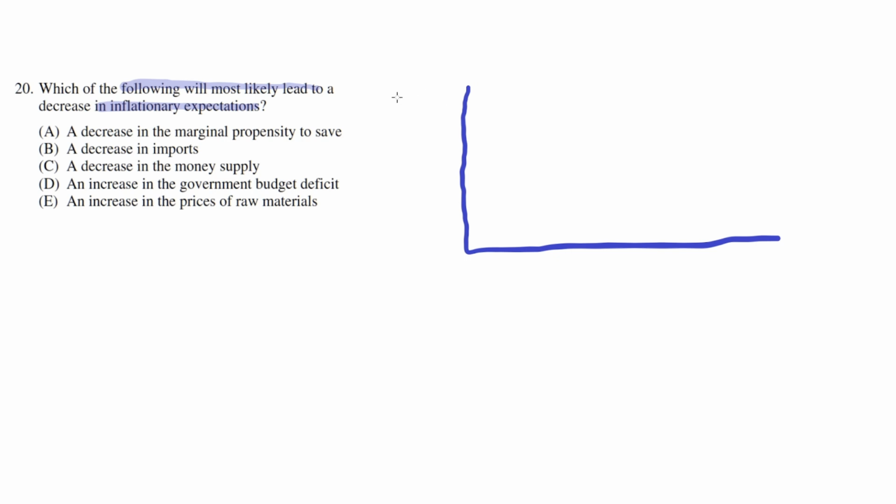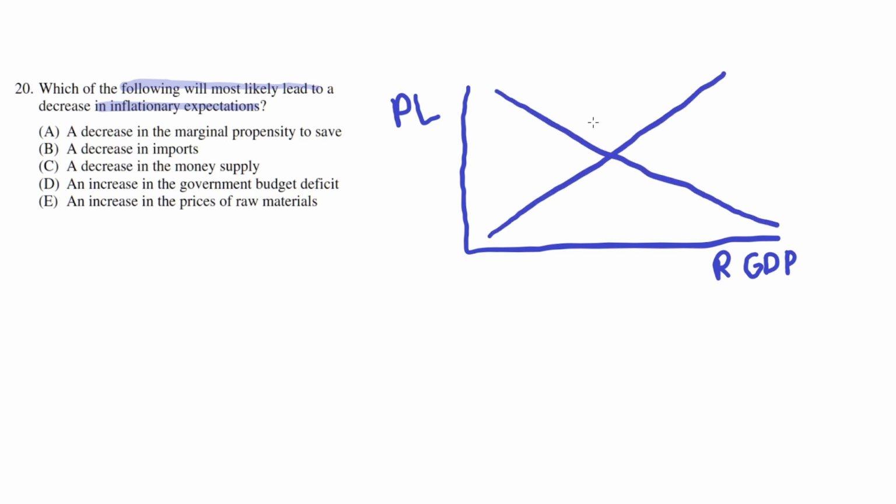For this model, the y-axis represents the price level, which is abbreviated as PL, and the x-axis represents real GDP, which is abbreviated as RGDP. And for the model, there are two sloping curves. One of them is upward sloping, and the other one is downward sloping. The downward sloping curve represents the aggregate demand, and the upward sloping curve represents the short-run aggregate supply.